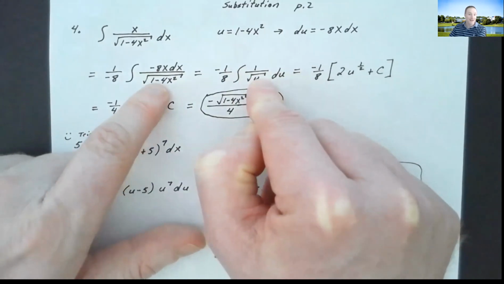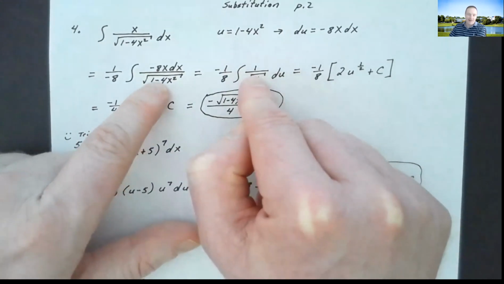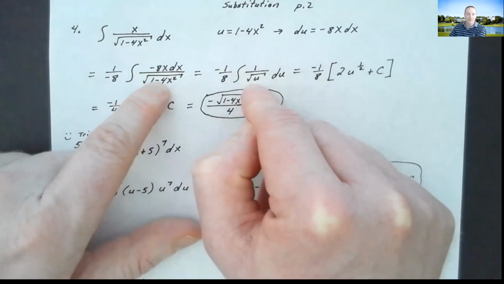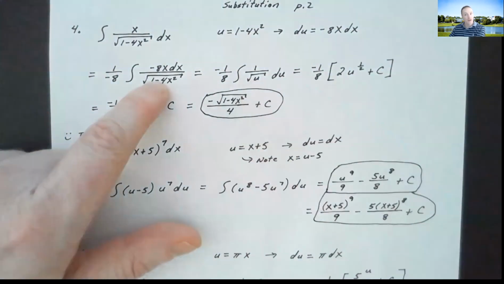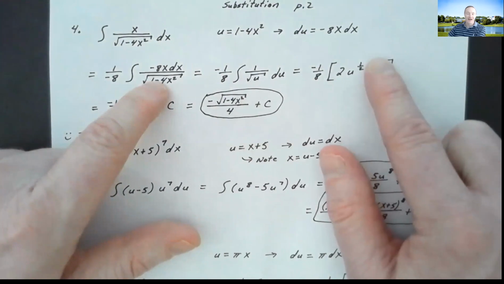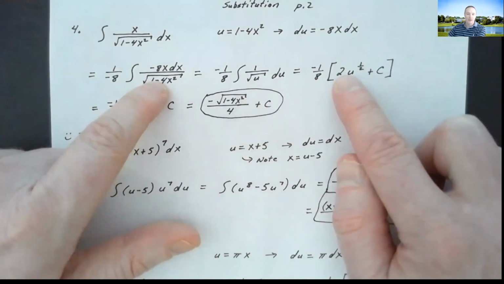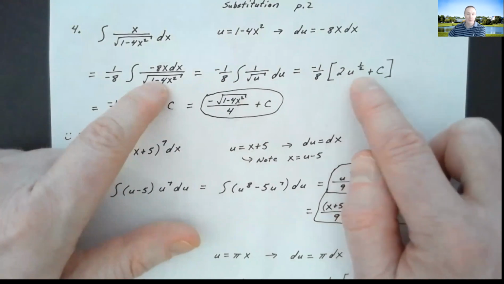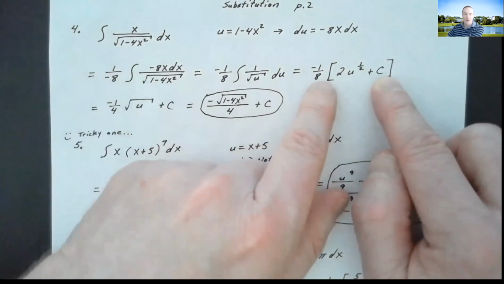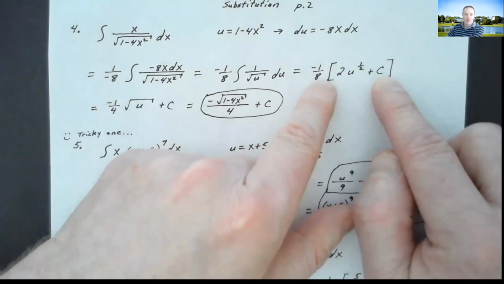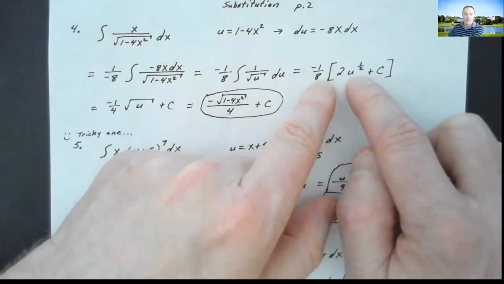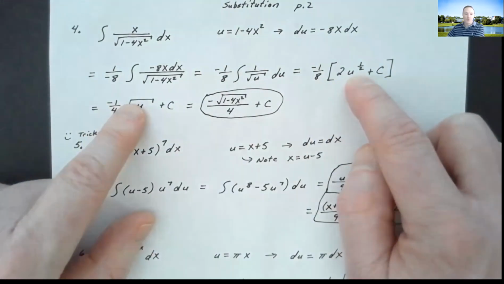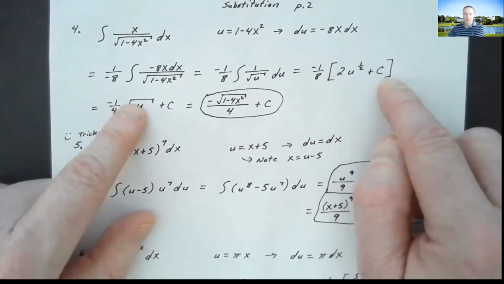Now, on that inside, I didn't show it, but you should be thinking that's nothing more than u to the negative 1/2 power. So when you integrate u to the negative 1/2, you add 1 to the exponent, so it's going to become u to the positive 1/2 power, divided by 1/2, which means multiply it by 2. I'm going to get 2u to the 1/2 plus c when I integrate. That's multiplied by the factor of negative 1 over 8 that was out in front. I'll get 2 times negative 1 over 8 is negative 1/4. And then this is going to be the square root of u plus your constant of integration.